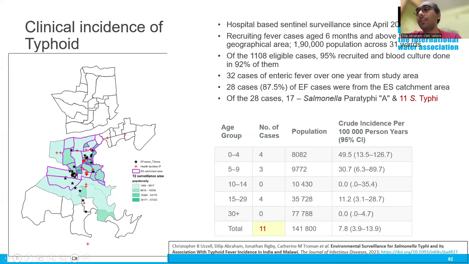So you can see how huge of a disruption this was. So we knew that we were in trouble, that we would not be able to fulfill the primary objective of our study. So we had to look at other methods to assess the clinical incidence of typhoid. Next slide.